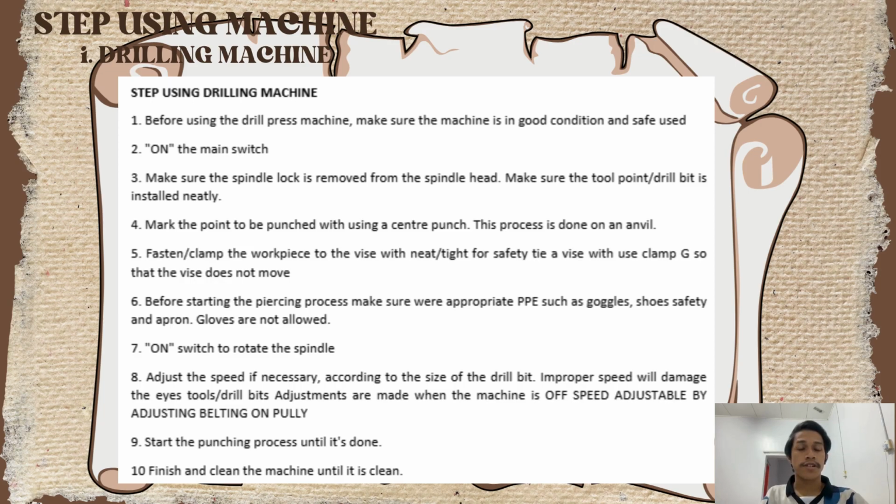Start using the machine. For the drilling machine, first, before using the machine, make sure the machine is in good condition and safe to use. Second, turn on the main switch. Third, make sure the spindle lock is removed from the spindle head. Fourth, mark the point to be punched using a center punch. Fifth, fasten or clamp the workpiece.